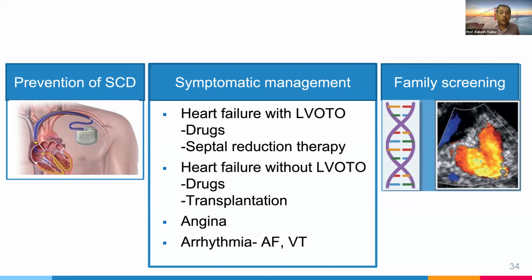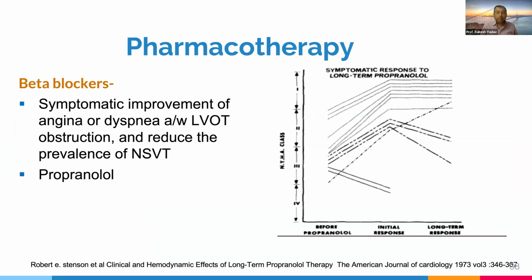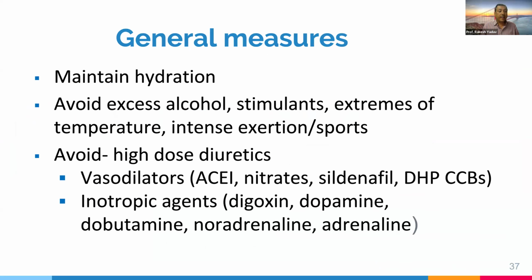Third important thing, don't give a lot of diuretics when a patient presents with heart failure symptoms. Patient is class 2, class 3 breathlessness, don't give diuretics. Because when you give diuretics, the LVOT gradient will increase. So that is a very important thing in symptomatic patients. And this is a general measure. Maintain proper hydration, avoid excessive alcohol, stimulants, extremes of temperature, intense exercise, high dose of vasodilators. Don't give sildenafil, nitrates, or PDE5 inhibitors in these patients. So these all have to be taken care of when you are treating these patients.